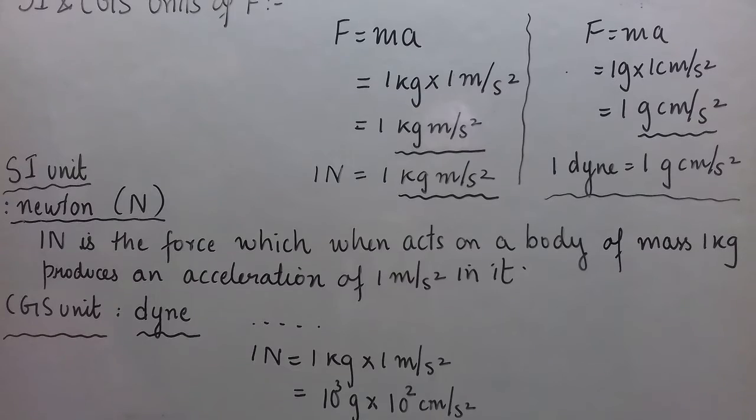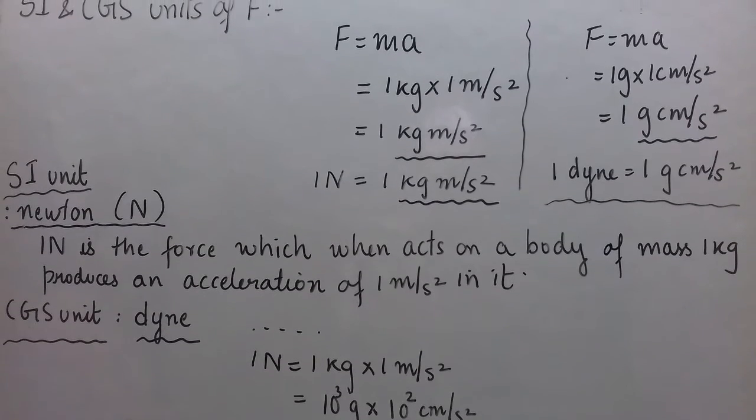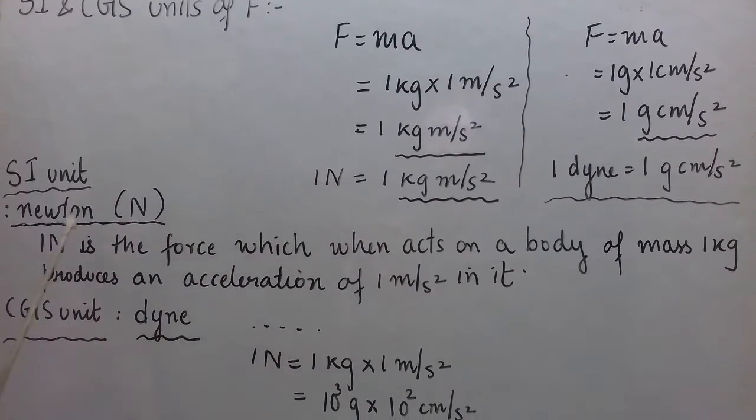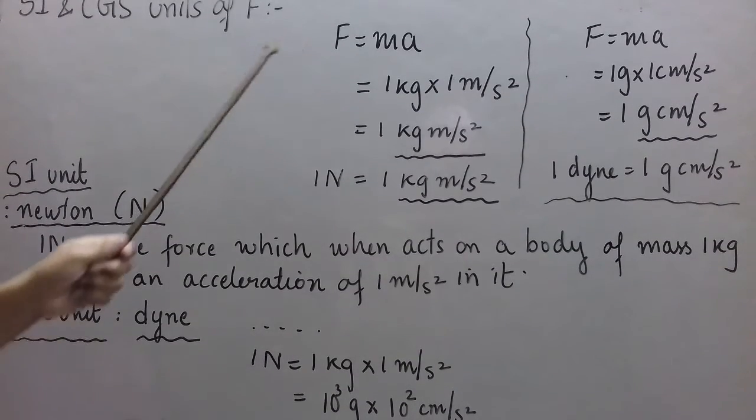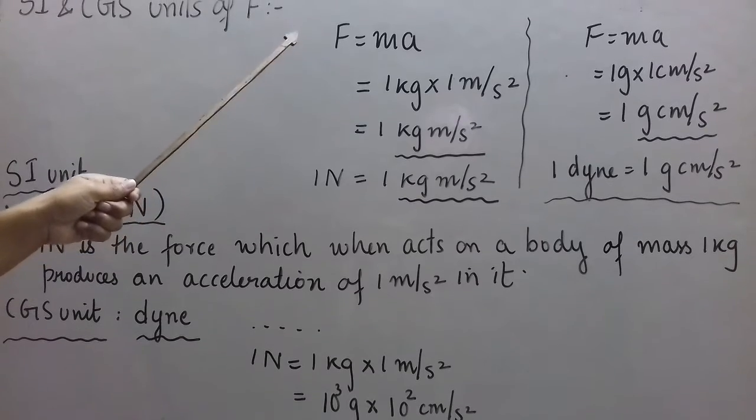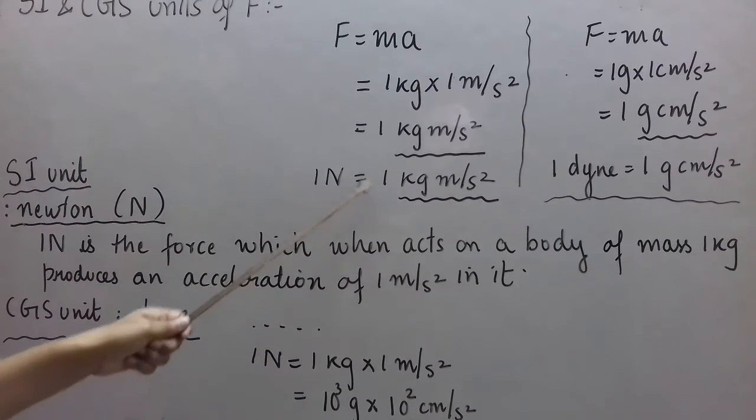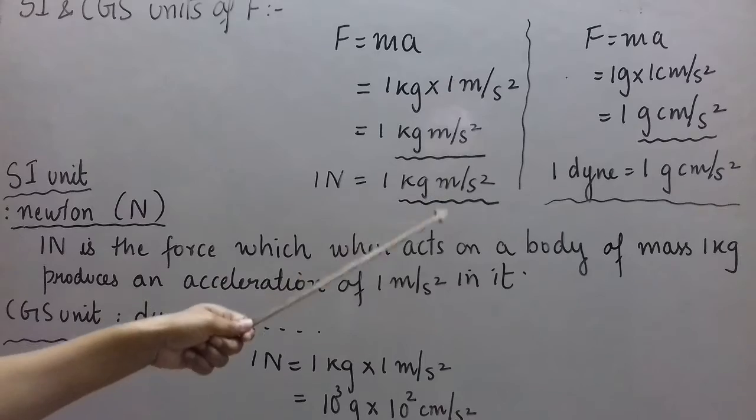Symbol is capital N. And from this, I can say that 1 Newton is 1 kg meter per second square. So if I ask you to give the SI unit of force, your immediate answer should be Newton. And if I say give the basic units of force, fundamental units of force, then you will say kg meter per second square.